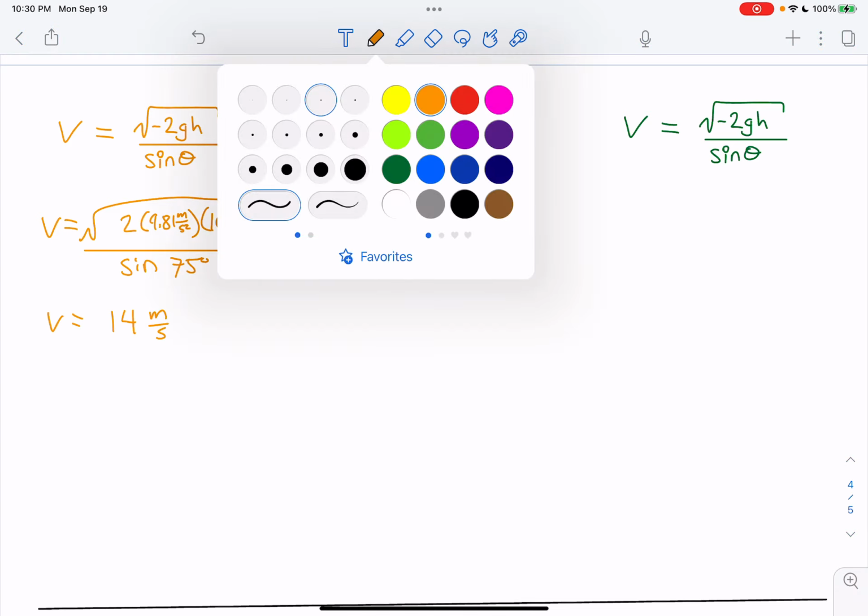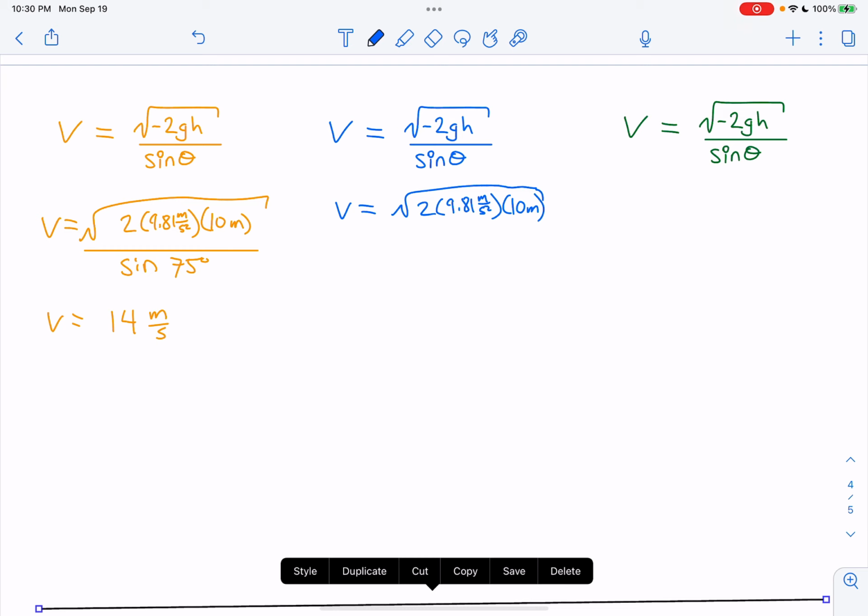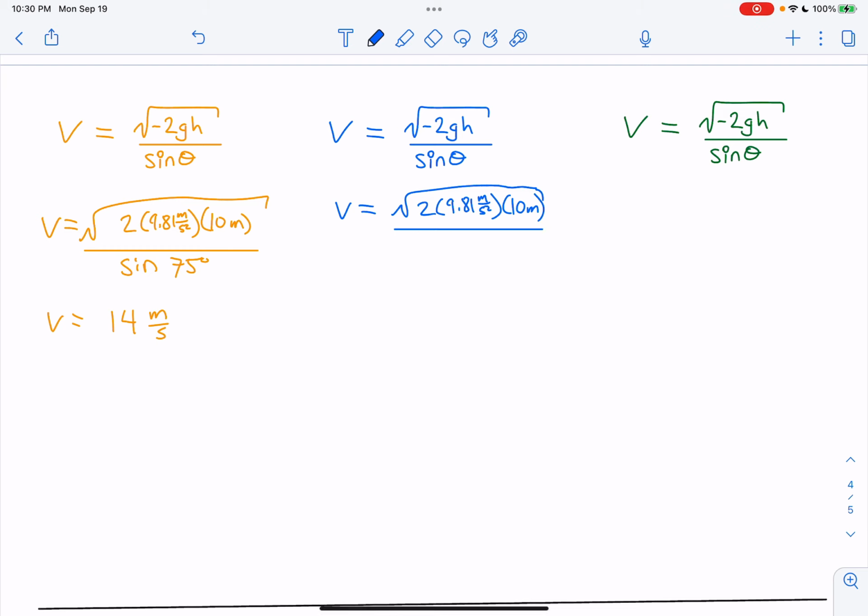Okay, good start. Now let's go over to case 2, where we've got 2 negatives, so that's going to cancel out the negative. 9.81 meters per second squared, up to our 10 meter height objective, all under the root. And then we're going to have sine 45 degrees in that case. I don't like that root. I'm going to draw it again. A little better. Okay, so we plug in those values and we get 20 meters per second.